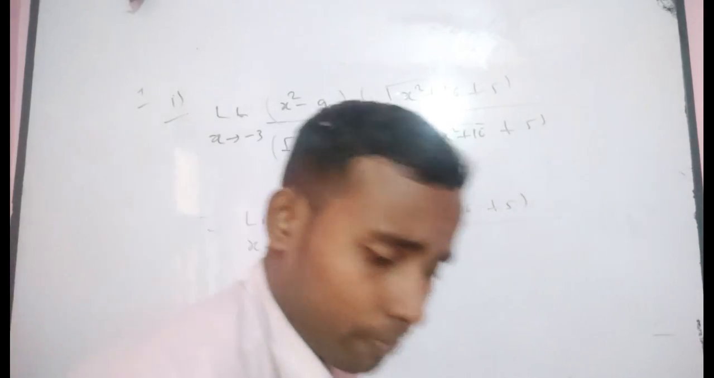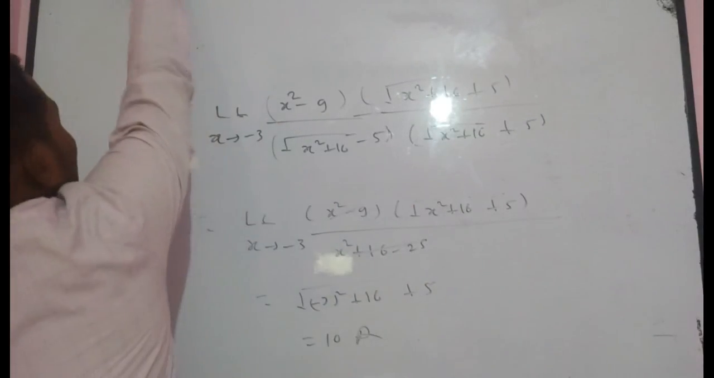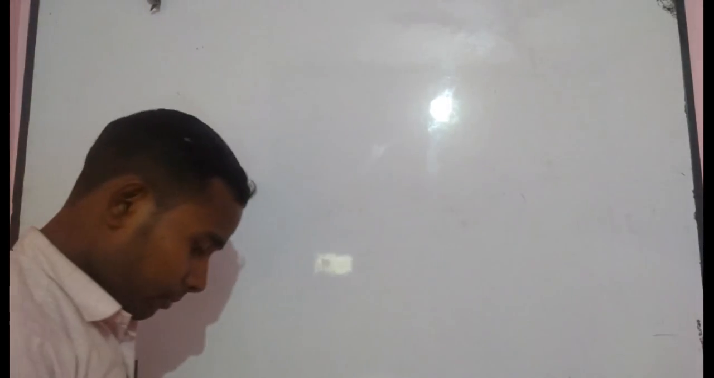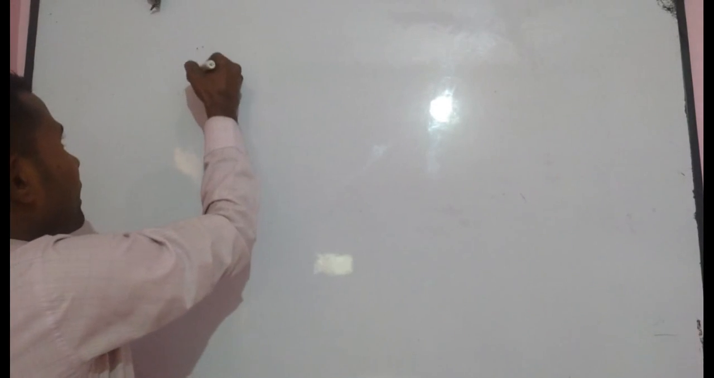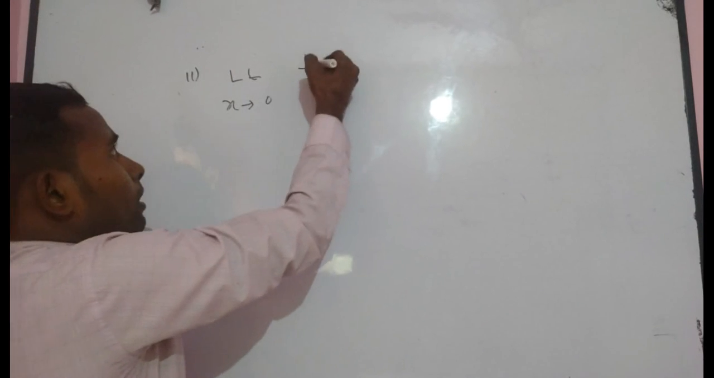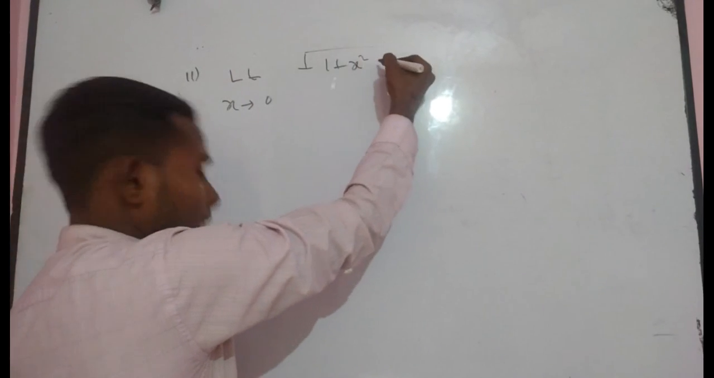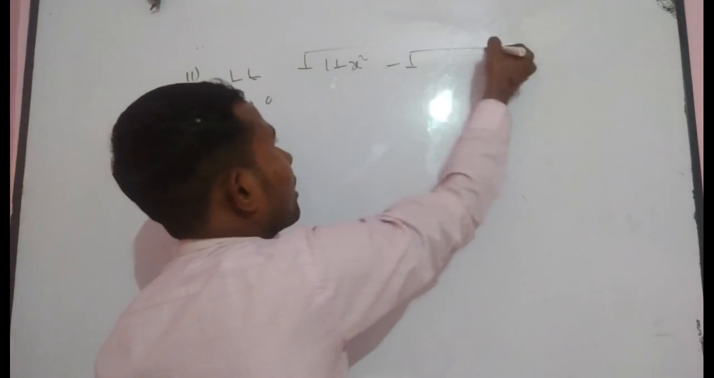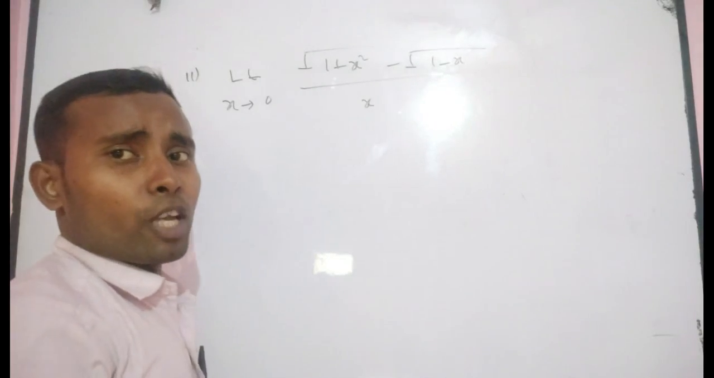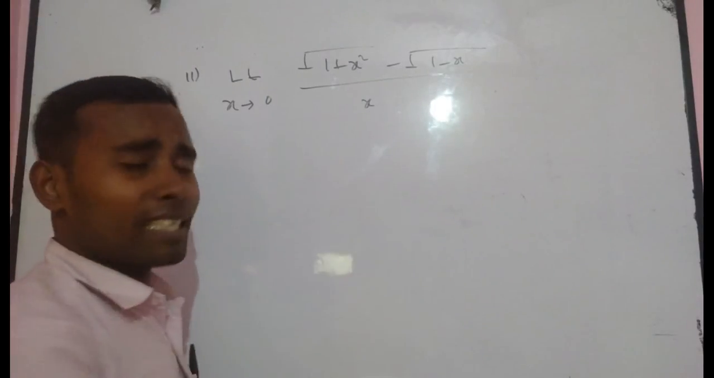In the next question, what do they tell you? I want to explain. In the next question, it is given the second: limit x tends to 0, under root 1 plus x square minus under root 1 minus x divided by x. How can you solve it? If you put x equal to 0, definitely you will get the indeterminate form.